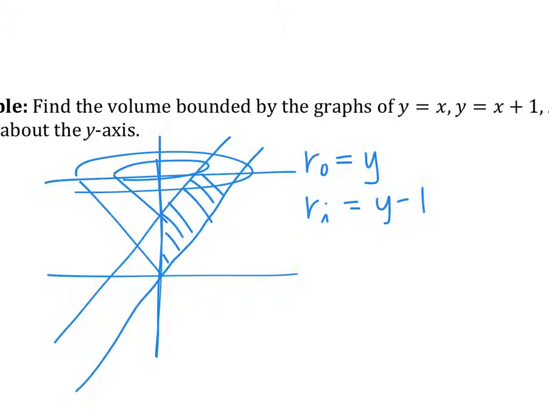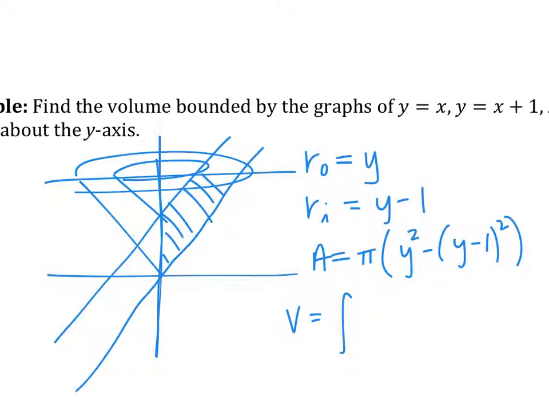Okay, and so area is going to be pi times y squared minus y minus 1 squared. Radius outside squared minus radius inside squared. Okay, volume. We're integrating from where to where? 0 to 2. Okay, so in the y direction, 0 to 2 of pi times y squared minus y minus 1 squared dy.